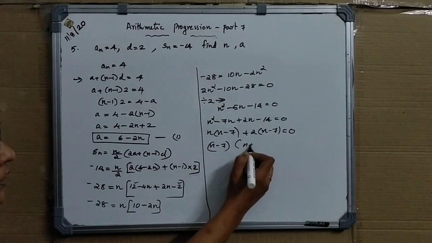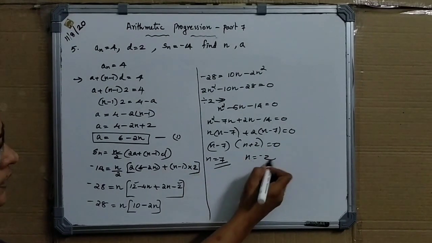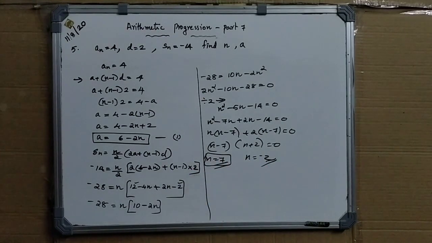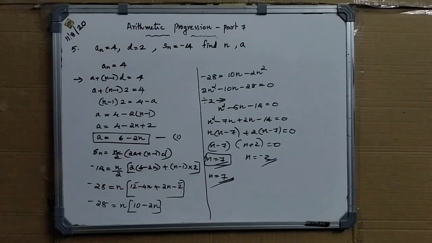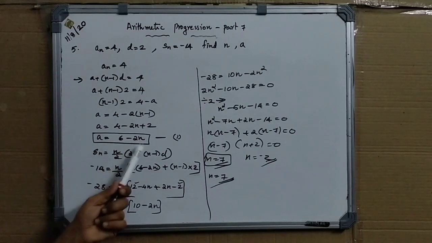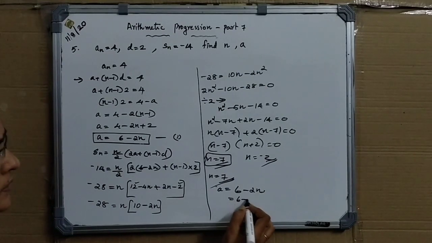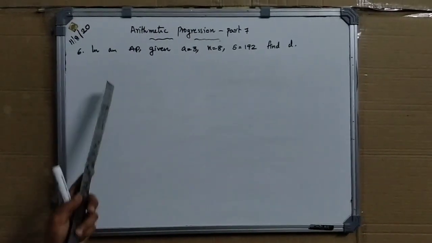Now (n minus 7) into (n plus 2), okay, so n equal to 7 or n equal to negative 2, but n cannot be a negative value, so it is 7. So we can take that number of terms equal to 7. Now you can find out the first term a by substituting the value of n in this equation. So we get a equal to 6 minus 2n, that is 6 minus 2 into 7, 6 minus 14, negative 8. So a equal to negative 8 and n equal to 7. Hope you followed. Okay. Next question.